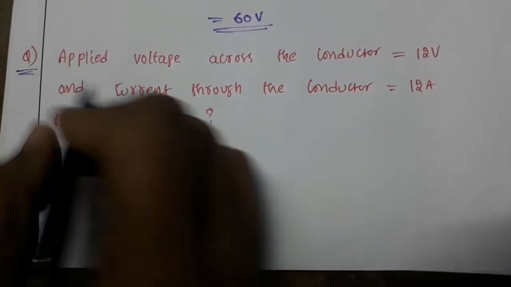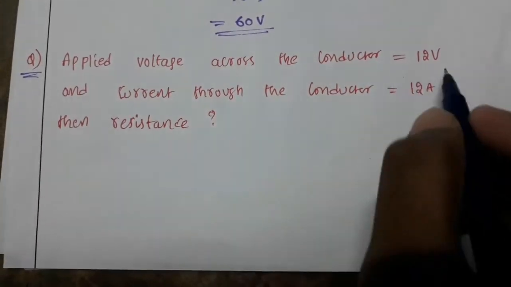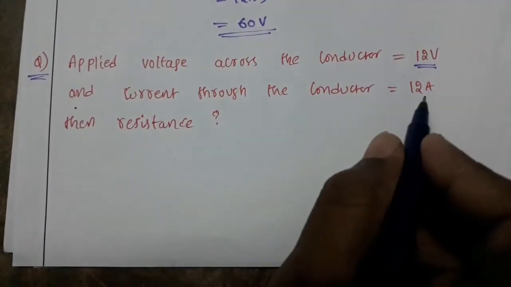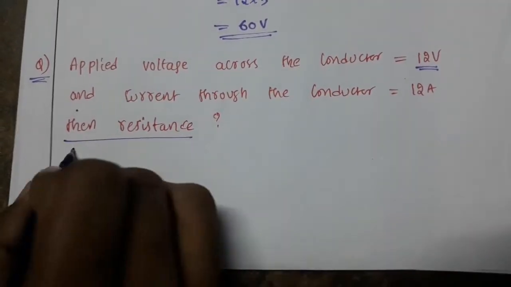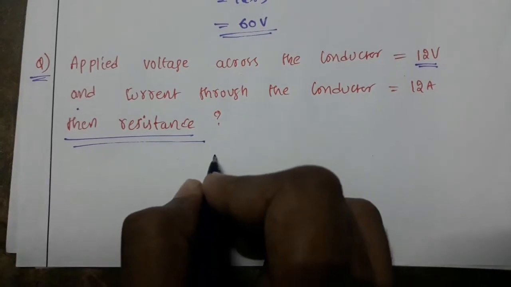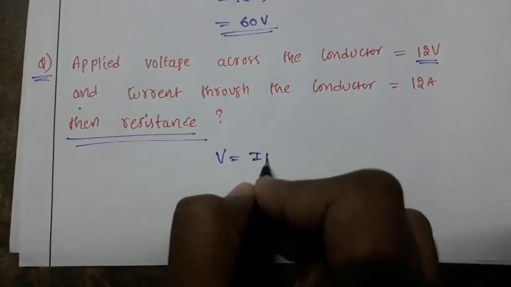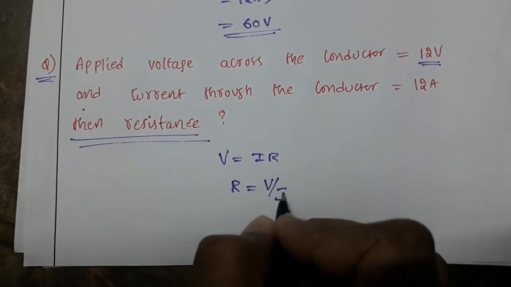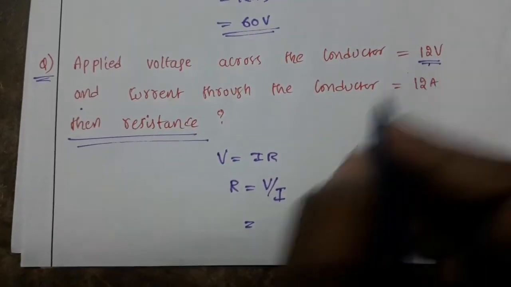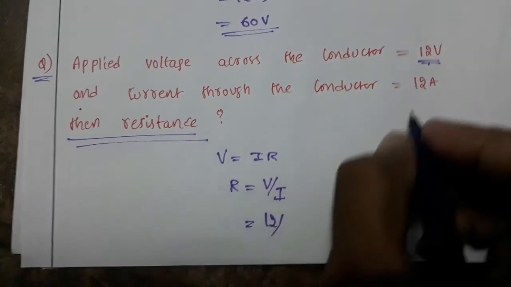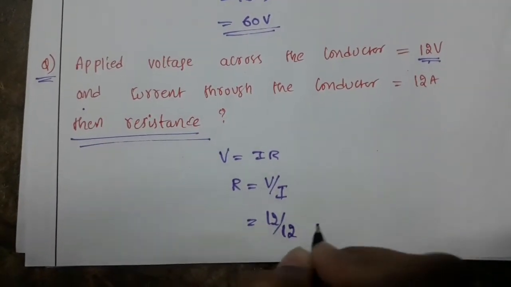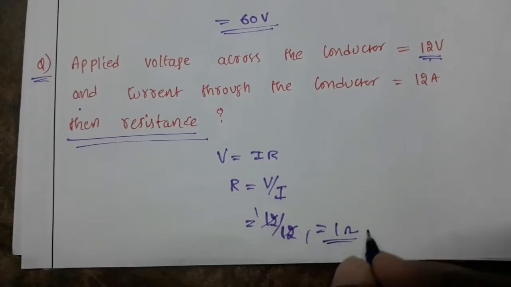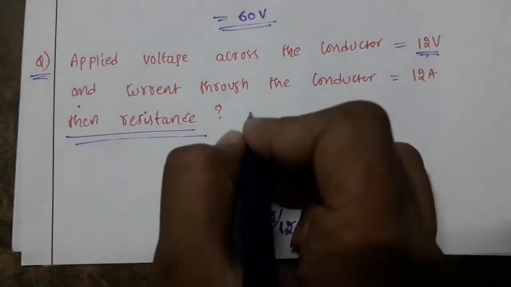Coming to this question, applied voltage across the conductor is 12 volts and current through the conductor is 12 amperes. Then we have to find the resistance. We know by Ohm's law V equal to IR. By solving this, R equal to V by I. They have given the voltage of 12 volts and current of 12 amperes. Therefore 12 by 12 equal to 1 ohm. We got the resistance of 1 ohm.